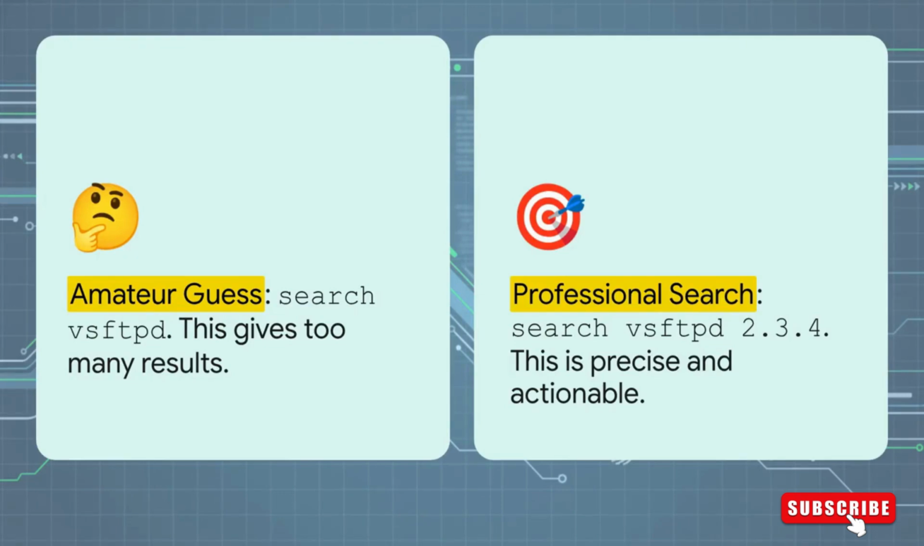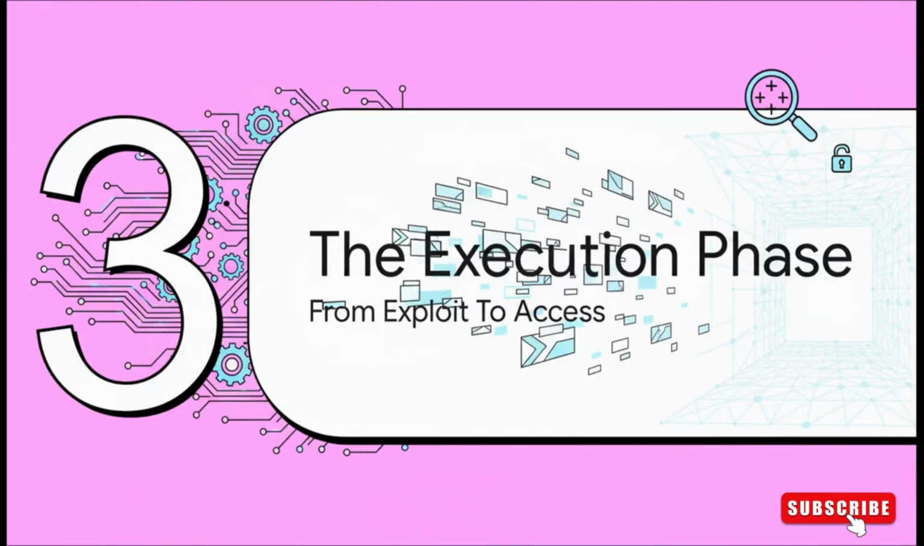Now, this slide is where you can instantly tell a pro from an amateur. An amateur might just search for vsftpd and get a huge, messy list of potential exploits. Most of them will fail. But a professional, they use the exact version number we just found, and the result is a short, targeted, and actually useful list.